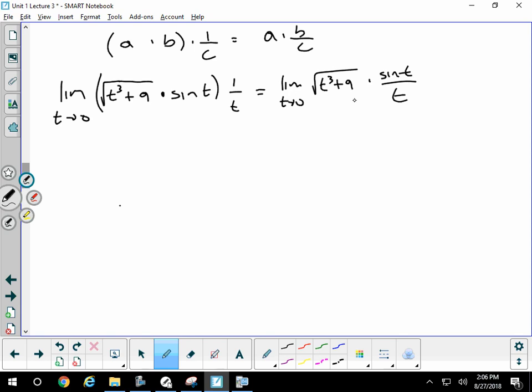Now, the proper way to go from here is to say, oh, I have 2 functions. I have this function and this function. I'm trying to find the limit of that product. I should split this using my limit properties into 2 different limits that I will find and then multiply together.